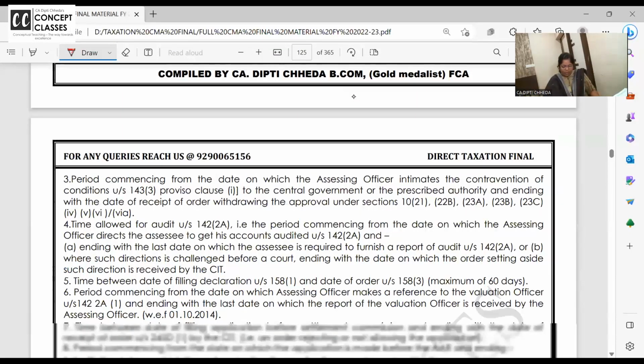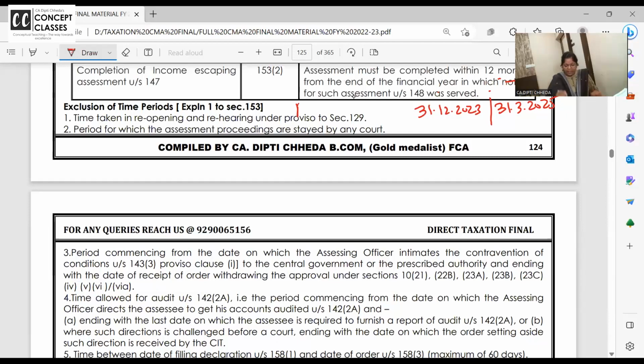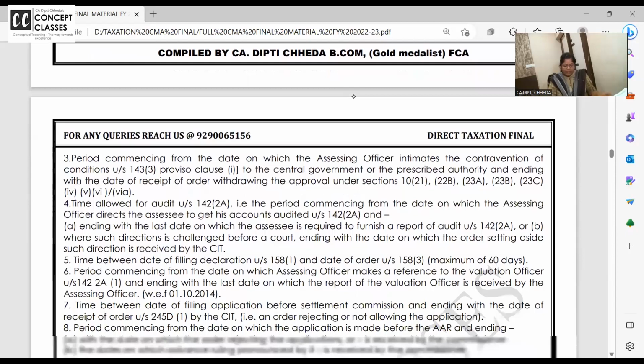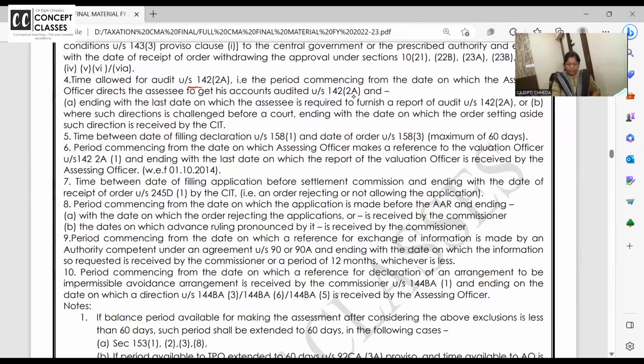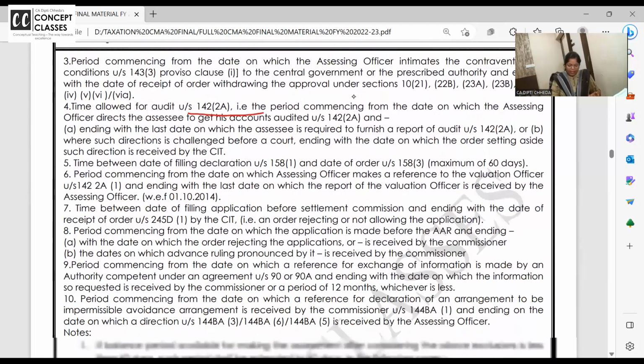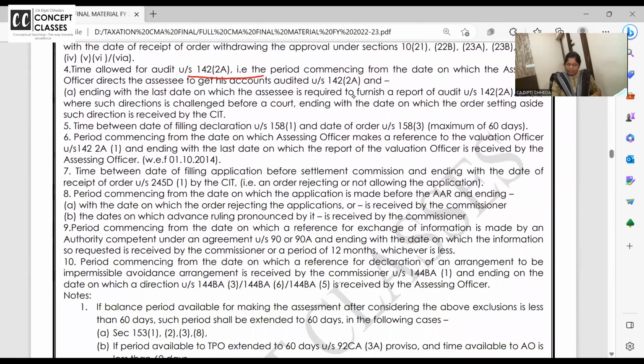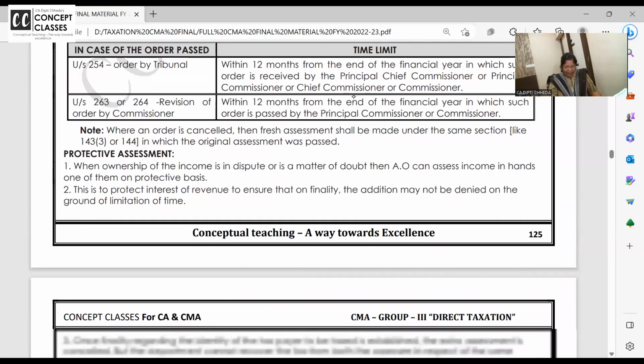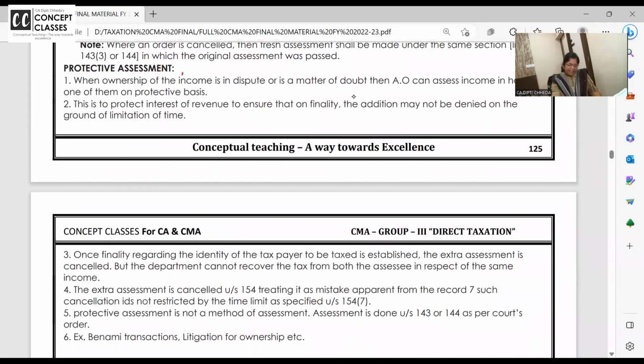Clear? Time to exclude this, just read it. Whenever your case is going for scrutiny, you have to do it within the time. But if in between you get the books of accounts audited, or you go to a valuation officer to get some property valued, then whatever period is going like that will be excluded.